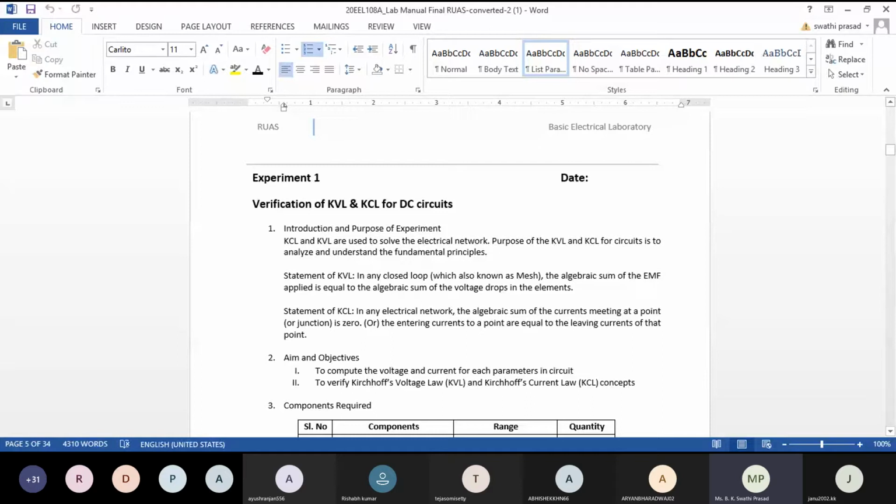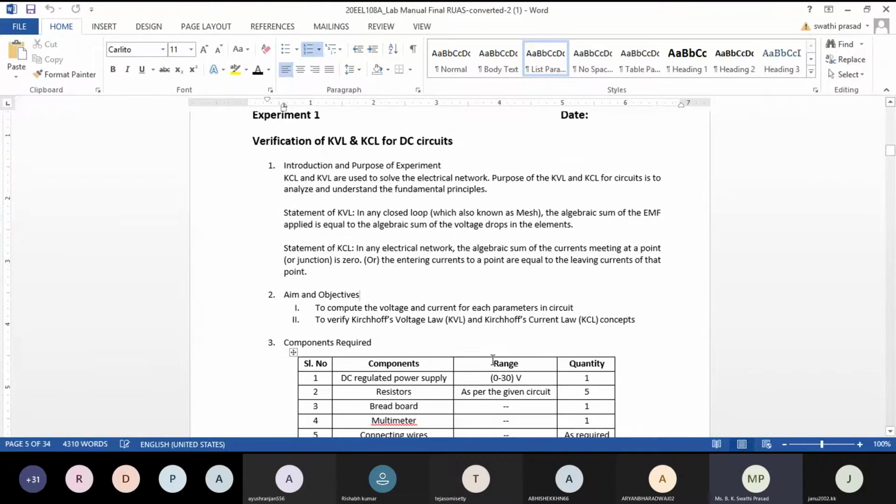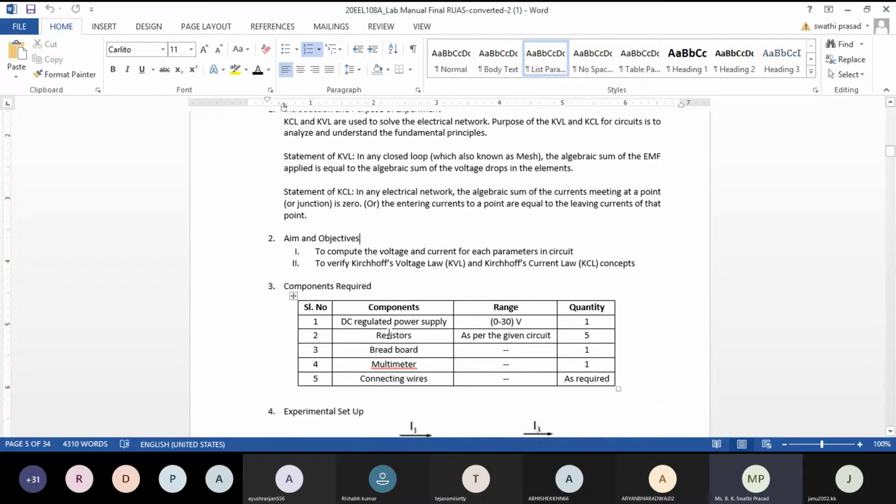So your lab session will be dealing with KVL and KCL for DC circuits. The aim and objective of this session is that we will be computing the voltage and current of each circuit element, and then we'll be verifying the Kirchhoff voltage law and the Kirchhoff current law. Is that fine?